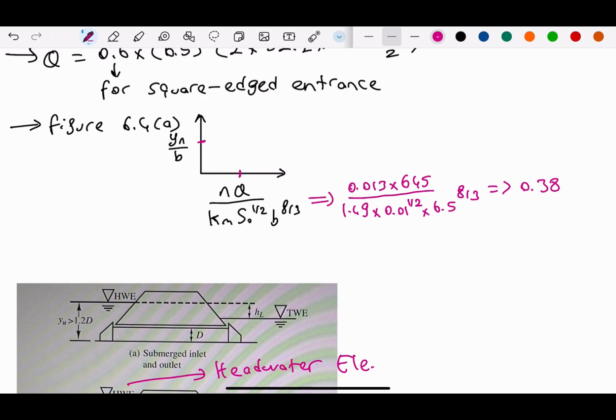So for example, let's say it is here, and the corresponding yn over b, or in other words, normal depth over width, will be 0.8. And here, the normal depth will be 6.5 times 0.8, which is 5.2 feet.